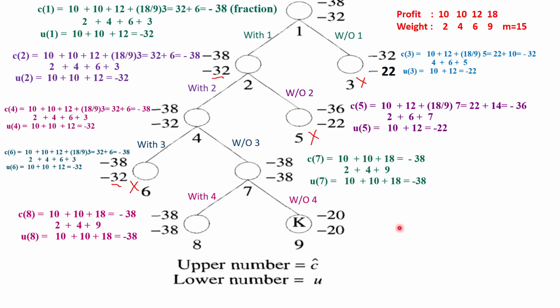Next, without 4 here. Without 4 means without 3, you don't include 3 also, and now you don't consider 4 also. Then the remaining elements are only 2 items. That is 10 plus 10, the profit of the first item and second item, that is minus 20. And this is also minus 20 here. So now if you compare these two, which one is minimum? 38 and 20, the negative symbol is there. That's why this minus 38 is the minimum now. So I have to consider this part and kill this part here.